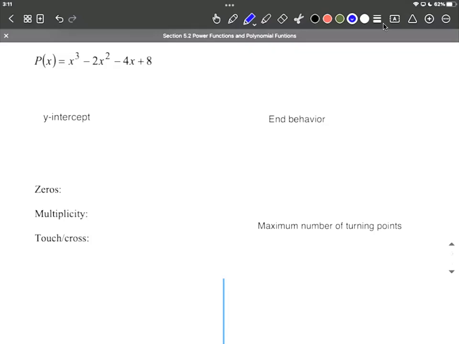Our goal in this example is to graph this polynomial function, third-degree polynomial. So we're going to collect a bunch of information about this and then put that together into a nice graph. First piece of information we'd like to collect is the y-intercept.